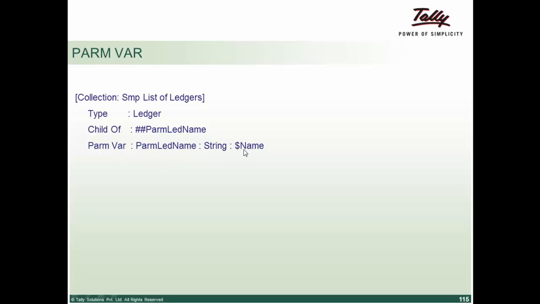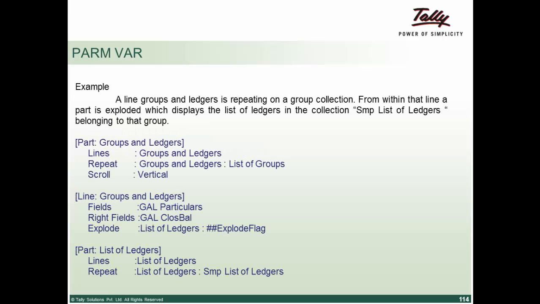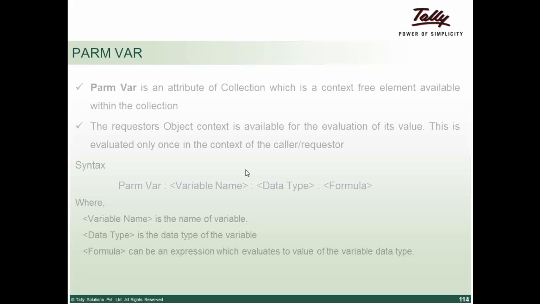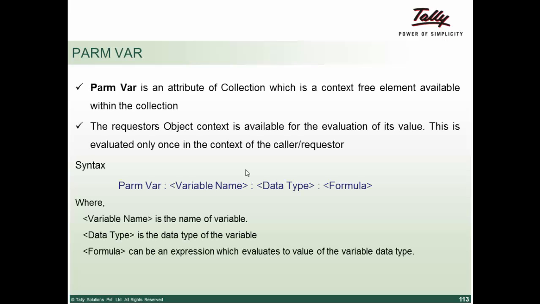This $name evaluates in the context of the list of groups in this context. Clear? So basically parm var helps us to evaluate a value in the context of the requester object context, not the current context. The other variables we saw were within the collection. Here it is based on the requester object context.